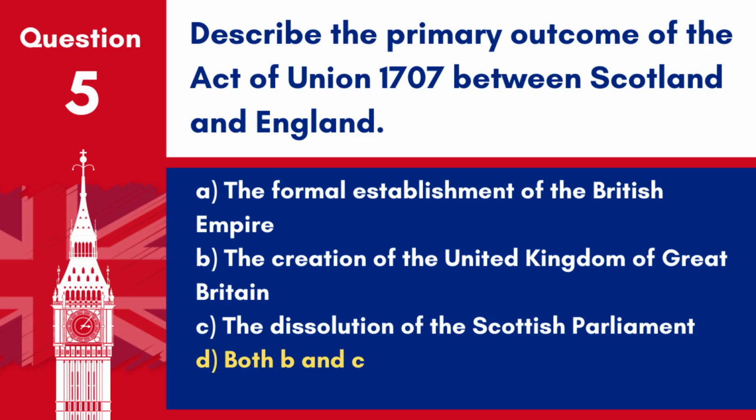Answer. D. Both B and C. The Act of Union 1707 led to the creation of the United Kingdom of Great Britain and the dissolution of the Scottish Parliament, unifying Scotland and England under a single Parliament based in Westminster.